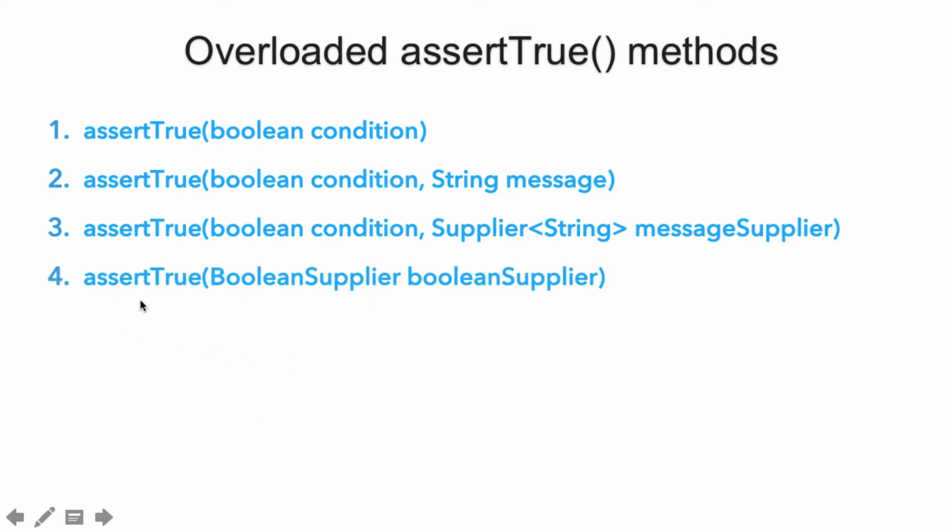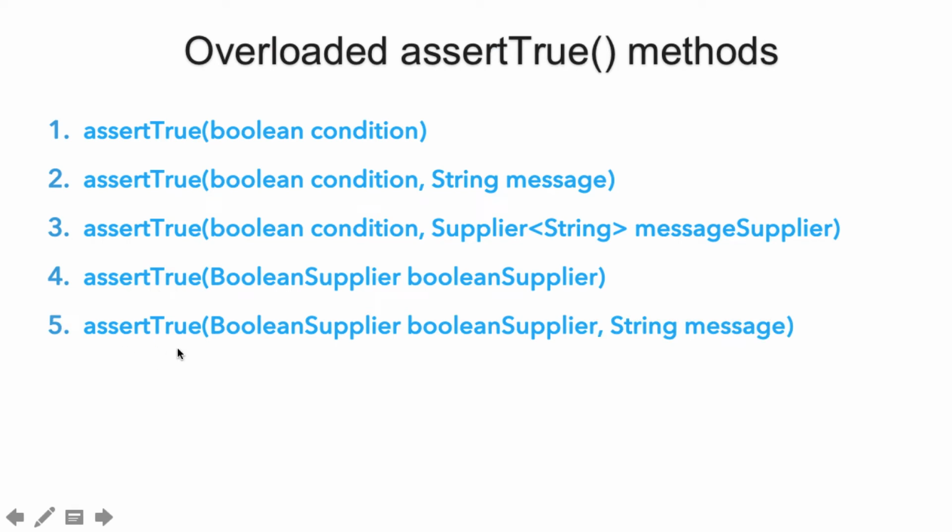The fourth assertTrue method is pretty much the same as the first method. The only difference is that here we are providing a functional interface instead of a boolean value. This functional interface is nothing but a BooleanSupplier. So when this BooleanSupplier is evaluated, it returns a boolean value. The only difference is we are using Java 8 features inside this assertTrue method.